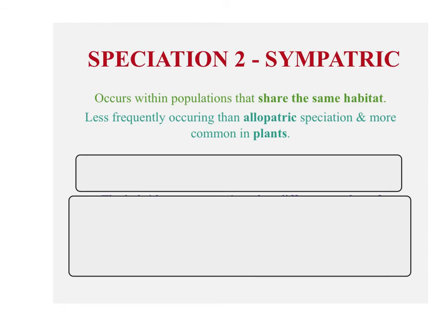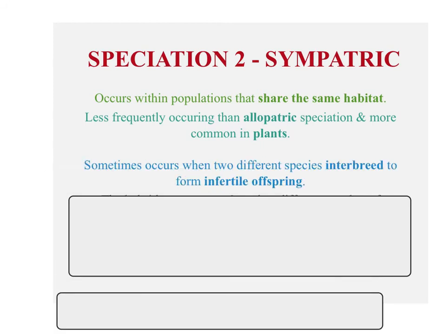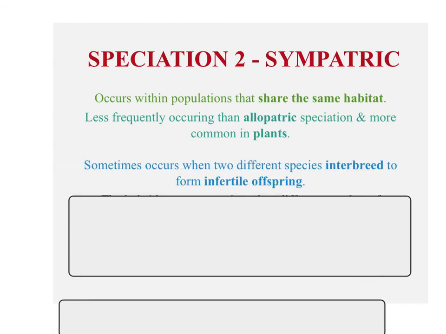The second type of speciation is sympatric speciation, and this is occurring between individuals that share the same habitat. So they occupy the same space, maybe they share land and supplies, and this is much less frequently occurring than allopatric speciation, and it's a lot more difficult for animals to undergo this type of speciation. It occurs a lot more frequently in plants, and this is generally occurring when two different species interbreed to form infertile offspring. So they're reproductively isolating themselves that way.